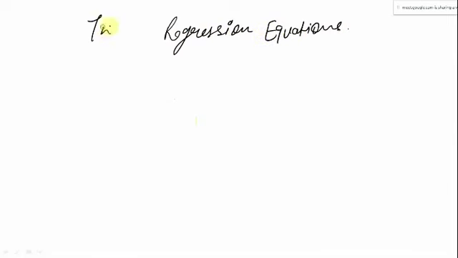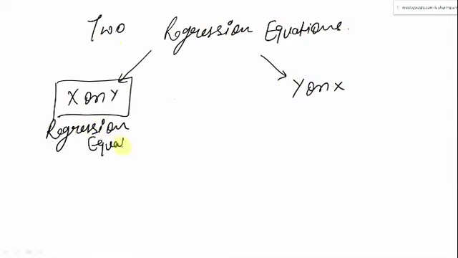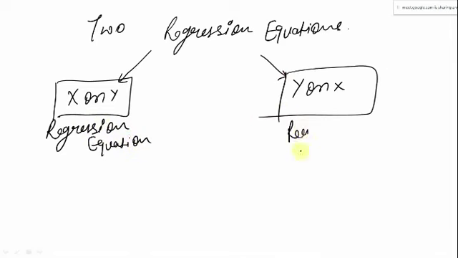So in regression also, we work upon and try to find out regression equations, and there are two regression equations. One equation is called x on y and another equation is called y on x. X on y regression equation and y on x regression equation.